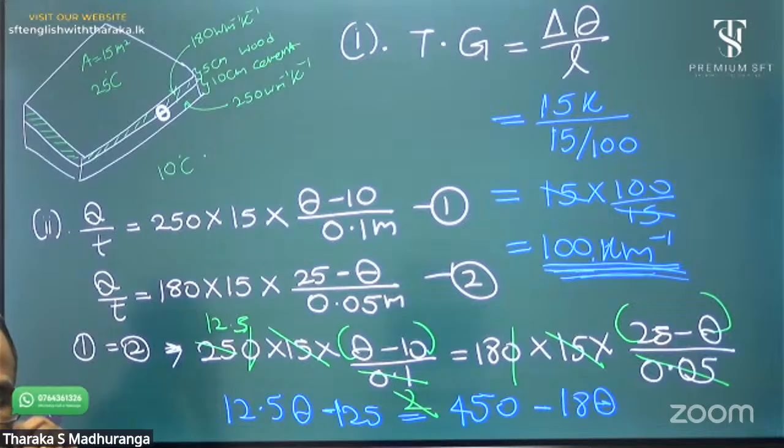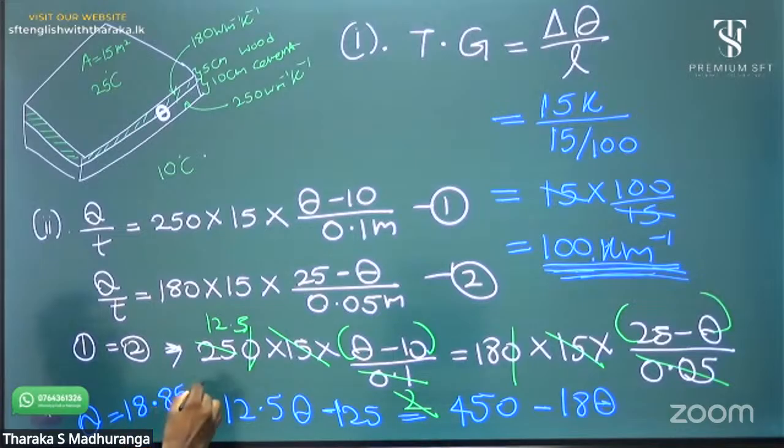That gives 575. Okay, now you can get theta. Theta equals 18.85 Celsius. Okay, this is the intersurface temperature, 18.85.